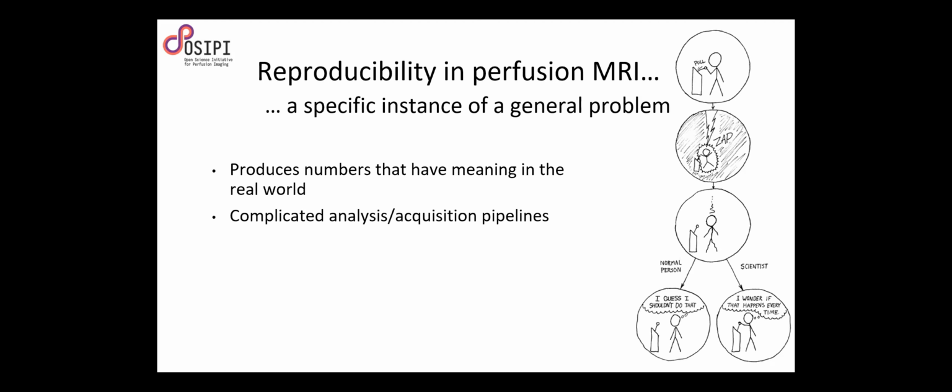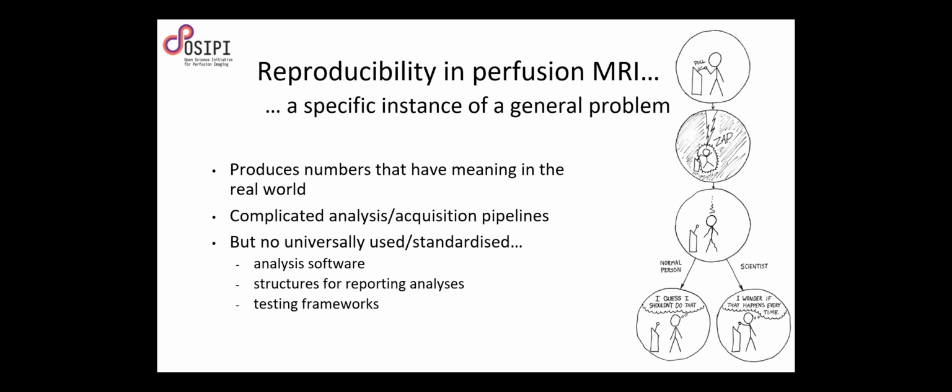But then those numbers are produced by complicated acquisition and or analysis pipelines. So there's a lot of things we need to get right to try and validate those numbers. But in doing so, we have no universally used or standardized analysis software, structures for reporting those analyses, or testing frameworks.